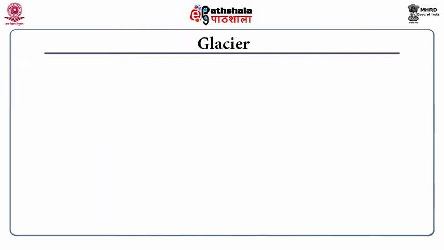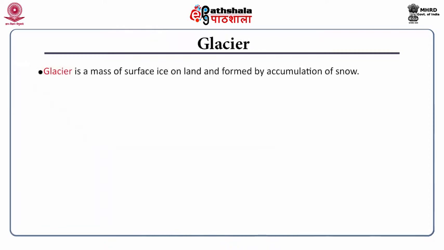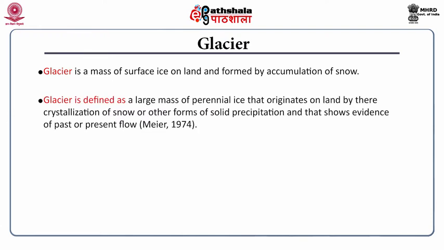So now the question arises, what is a glacier? A glacier is a mass of surface ice on land formed by accumulation of snow. Glacier is defined as a large mass of perennial ice that originates on land by the crystallization of snow or other forms of solid precipitation, and that shows evidence of past or present flow. I suggest students look into your books and find out what different definitions of glaciers have been given by different scientists and different agencies.